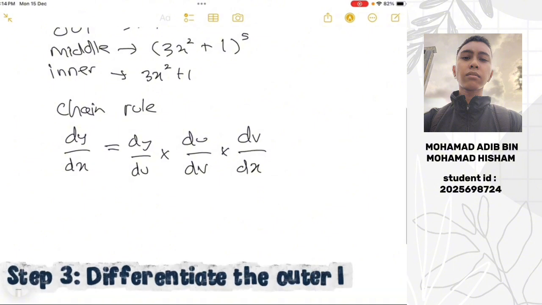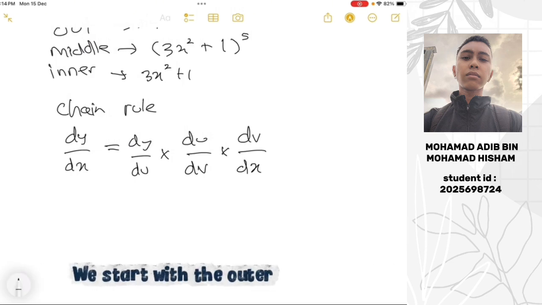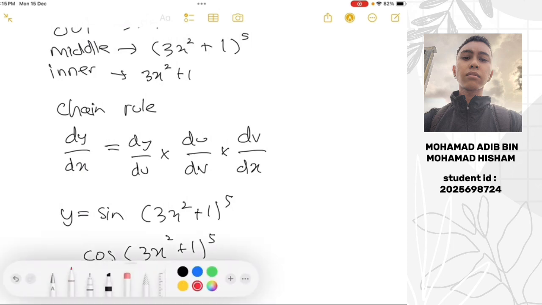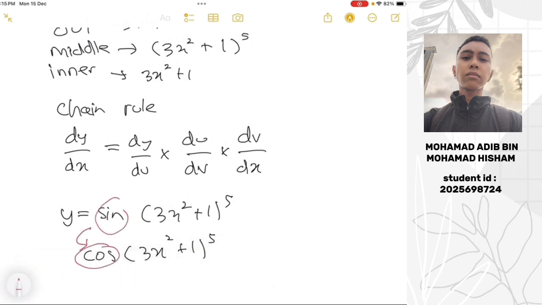For step 3, differentiate the outer layer. We start with the outer layer. So for the outer layer we get cos((3x^2 + 1)^5). So for the sin, we transfer to the cos.